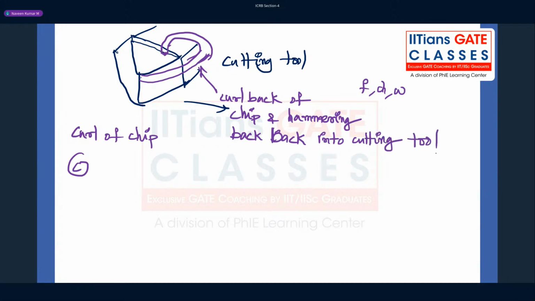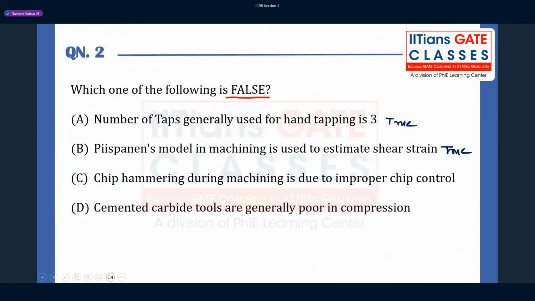That is where hammering is happening, right? Why is it happening? Because you're not controlling the chip direction, the chip flow direction. If you had controlled it, this curling back would not have happened. So that is the reason why hammering is happening. Chip hammering due to machining is due to improper chip control.